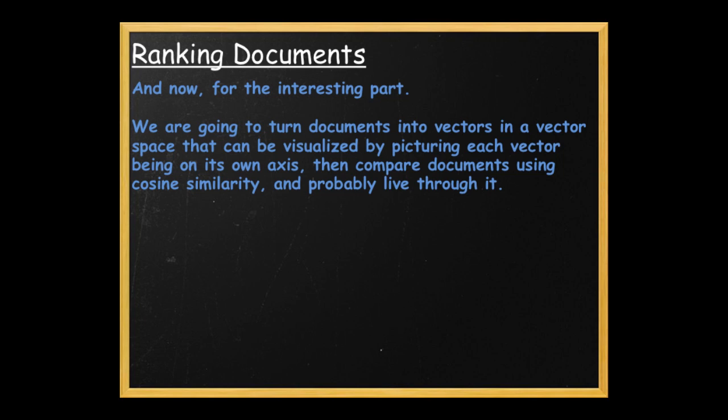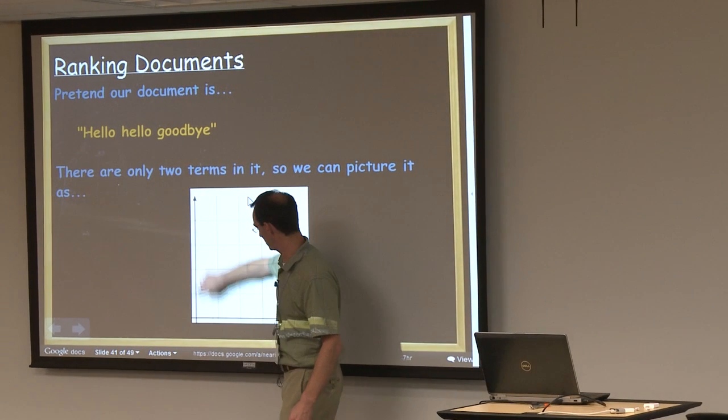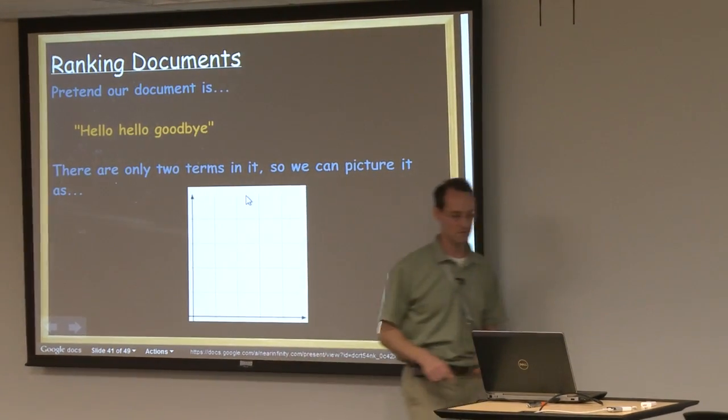But what we're going to do to illustrate this is something I thought was really neat, and it comes actually as part of an add-in for Lucene that you can do. We turn the documents into vectors in a vector space, and you can visualize this by picturing each vector being on its own axis, and then you compare them using something called cosine similarity. And we'll probably live through these slides, I hope. So pretend our document is hello, hello, goodbye. There are only two terms in it, hello and goodbye. We can picture the vector here being the hello vector, and this would be the goodbye, and obviously hello would have a magnitude of 2, and goodbye would have a magnitude of 1.